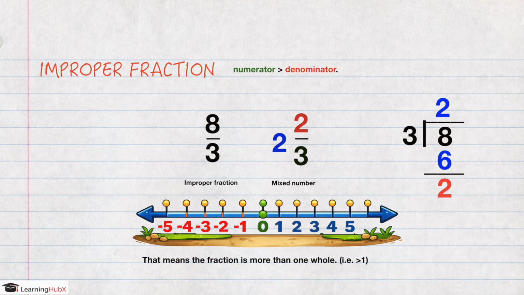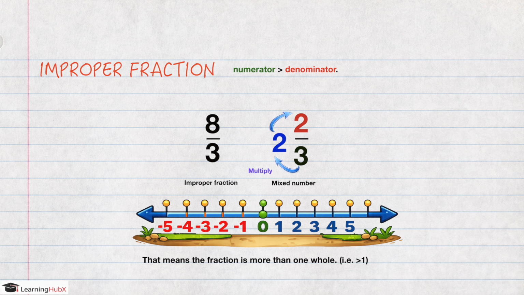But what if we want to convert it back? How do we change a mixed number into an improper fraction? It is easy. You multiply 3 by 2 and add back 2 to get 8. This is how you get the numerator of the improper fraction. And where is it located on the number line? It is greater than 2 but less than 3. So it must be somewhere between 2 and 3.